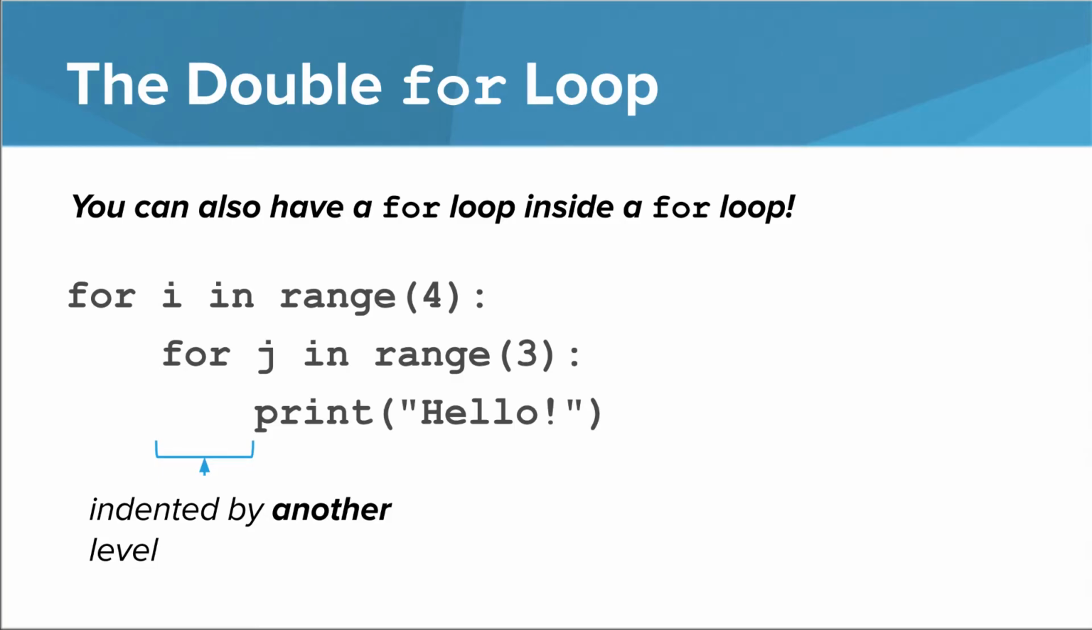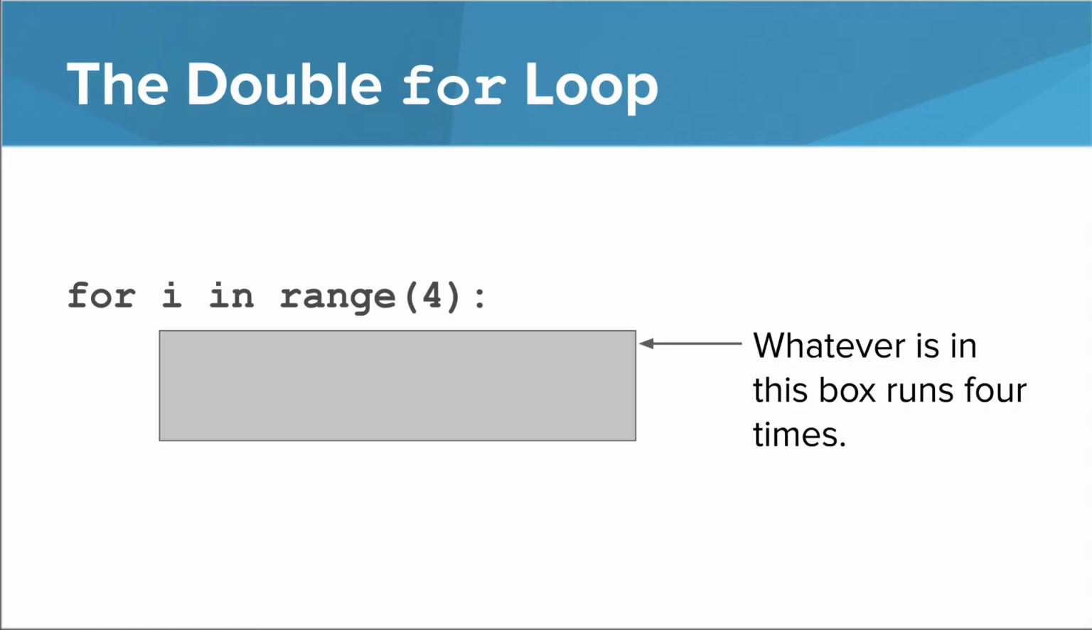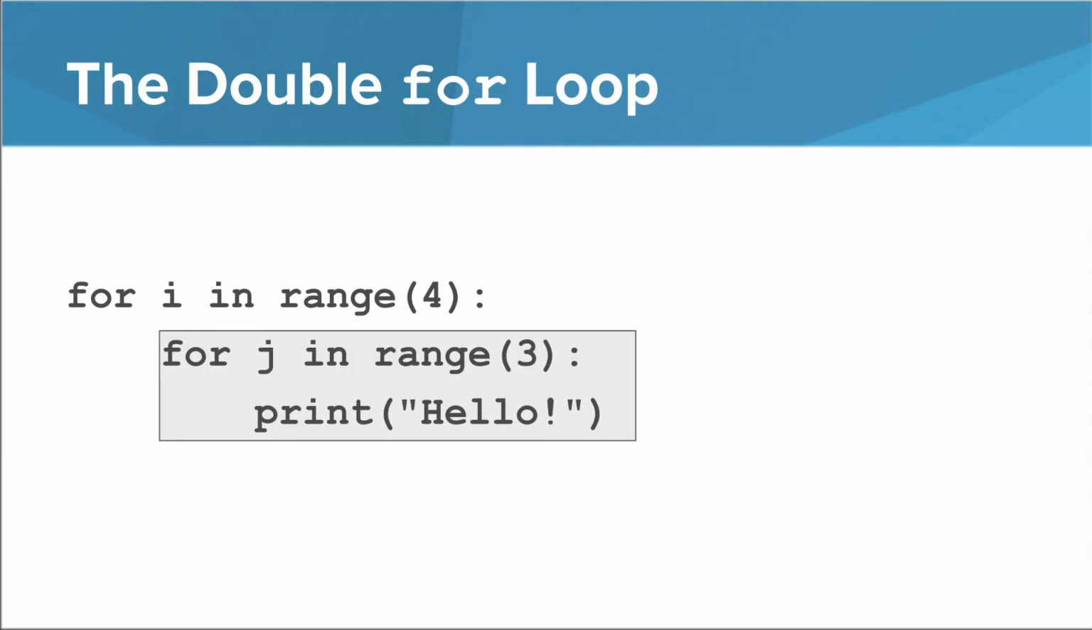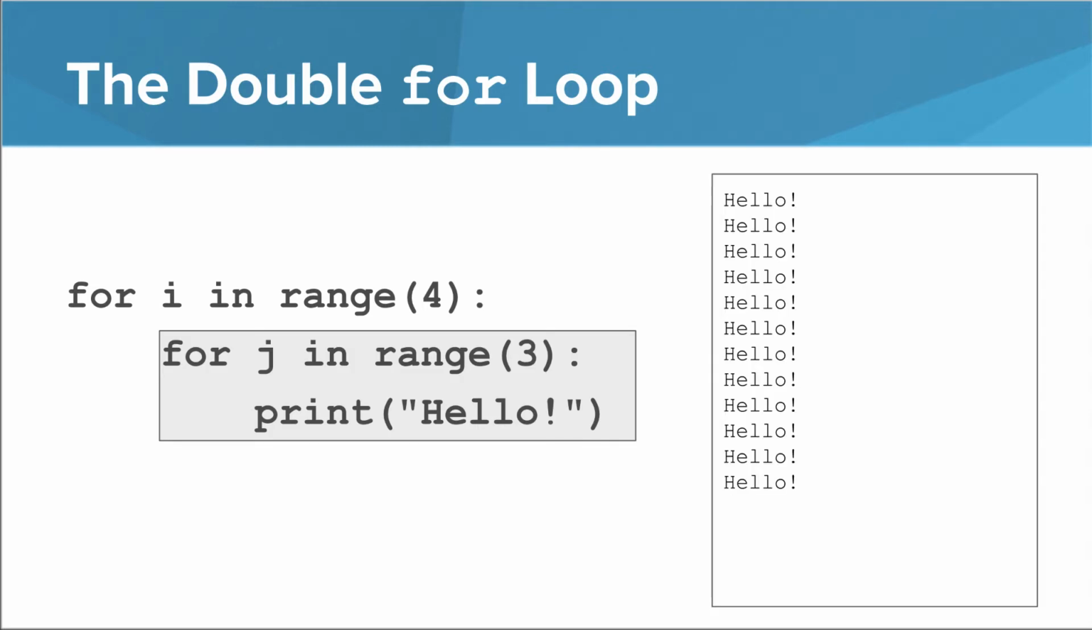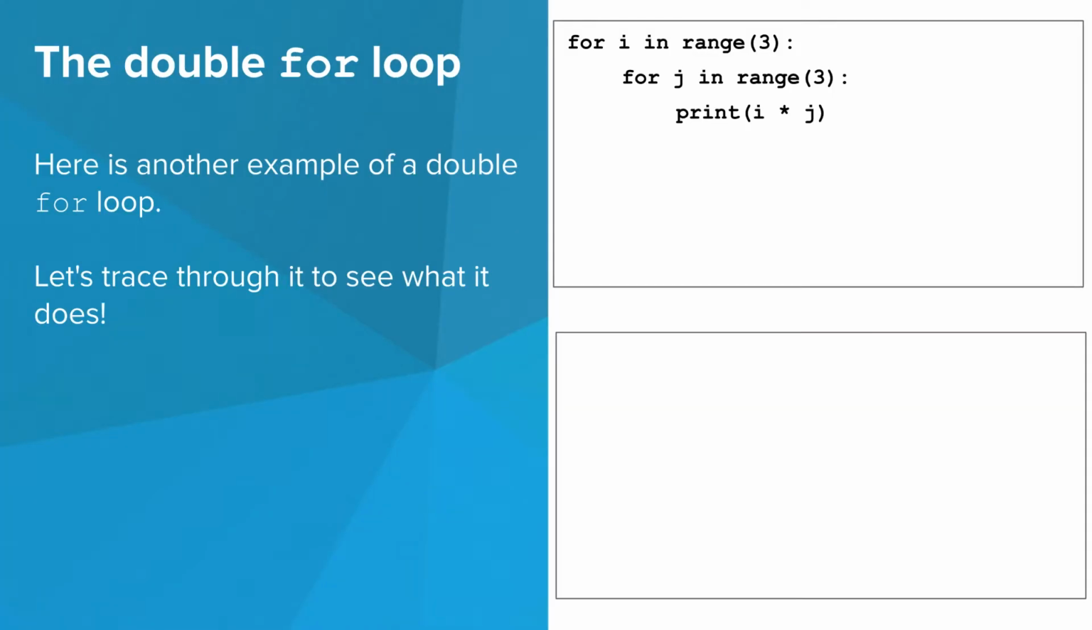Okay, I want you to look at this little program and temporarily ignore everything but the outer for loop. Great, done. Now, just know that whatever is in the box runs 4 times. It just so happens to be some code that prints hello 3 times. That means hello prints a total of 4 times 3, or 12 times. Here's another example of a double for loop.